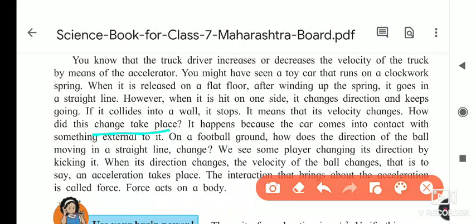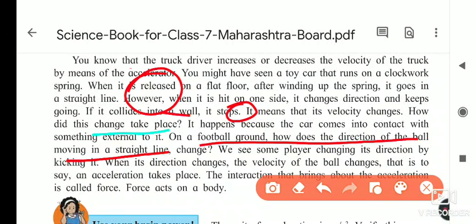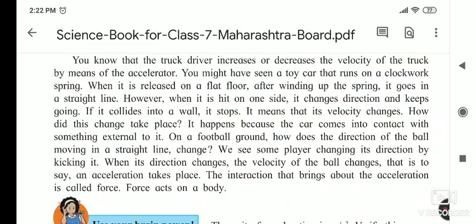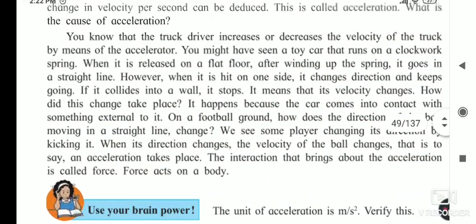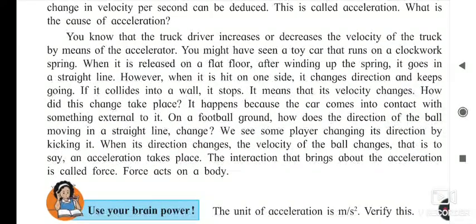On a football ground, how does the direction of a ball moving in a straight line change? Suppose this is our ball and an obstacle is there on the way. When it collides with this, it changes its direction. Suppose something else is there, then again it changes direction. Whatever obstacles come on the way of the ball, at that place the direction changes and the velocity also changes.